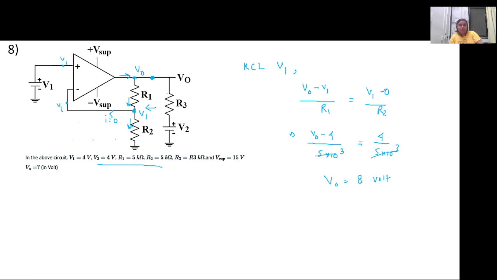This is a small thing that you have to remember: do not apply KCL here, because for that you need to know the current in this particular branch. Only then will you be able to calculate the current flowing in these two branches. So apply KCL at V1. Then let's look, if this is done, then we'll move to another problem.